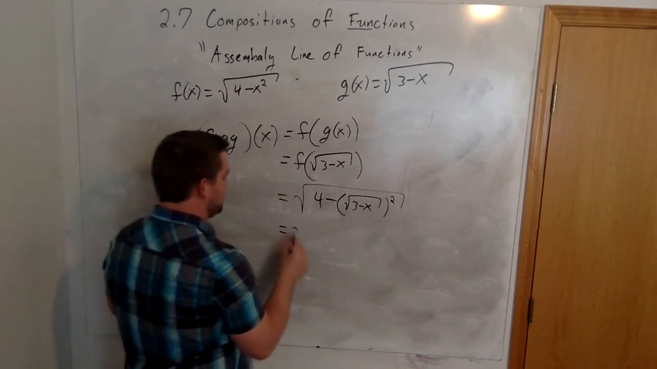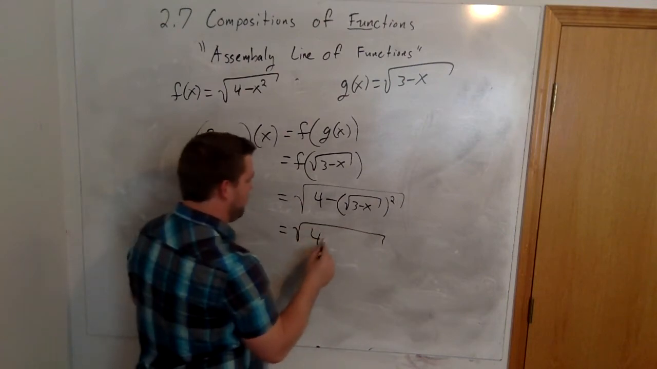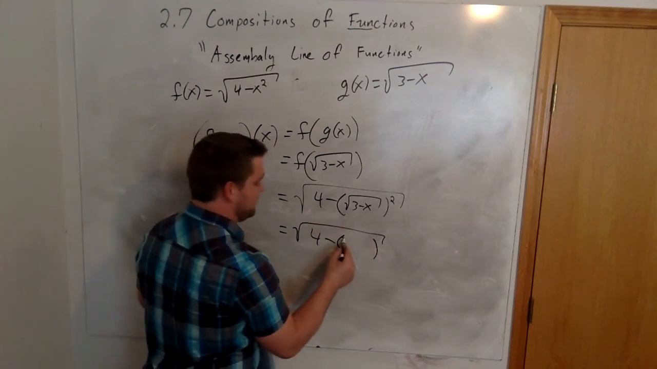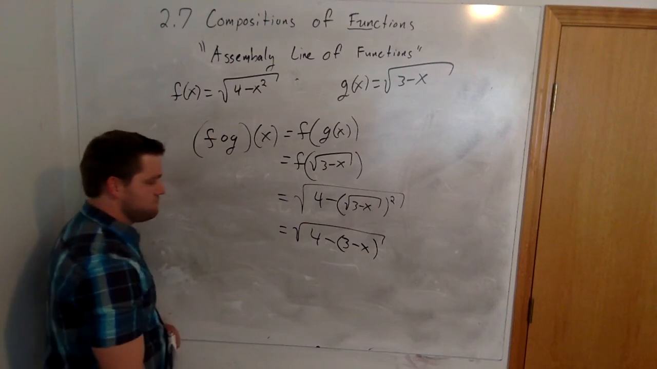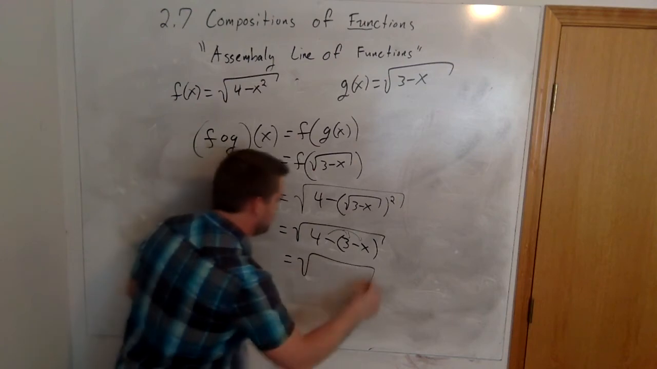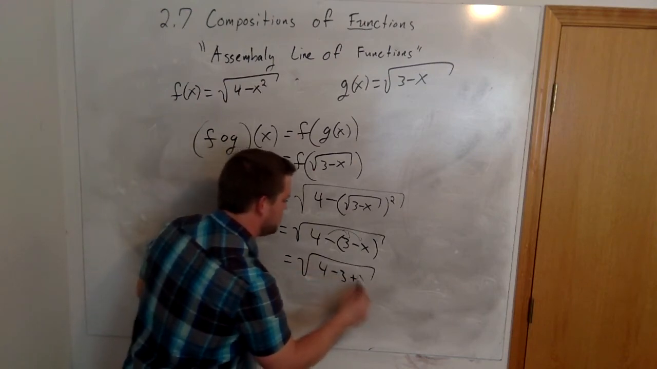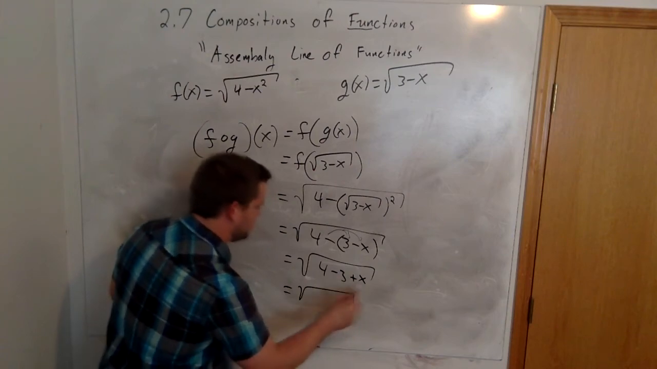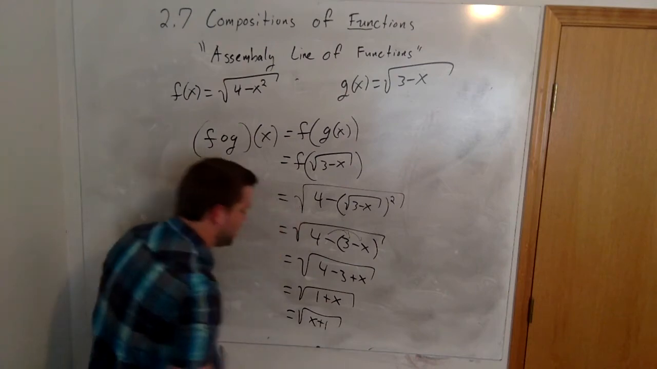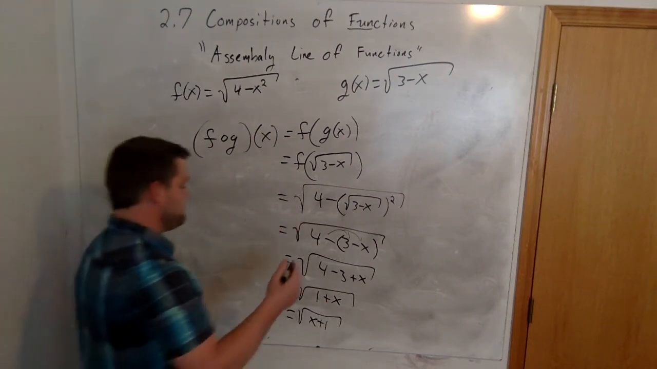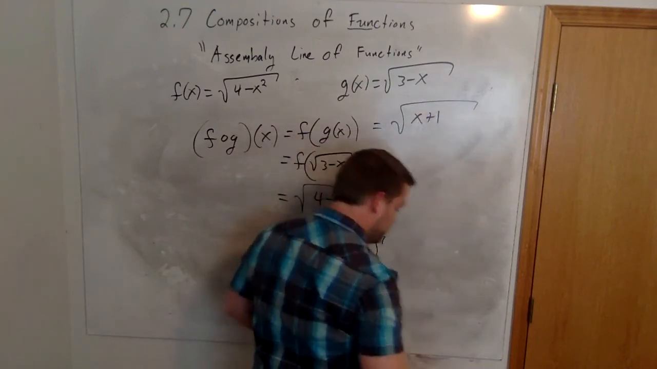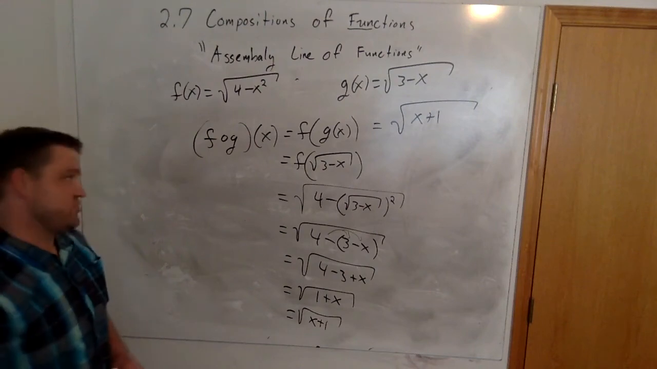Let's see what happens here. Now we're going to get the square root of 4 minus, the square kills the square root. Make sure we keep our parentheses here. We'll get a 3 minus x. This minus sign will distribute. And we're going to get the square root of what? 4 minus 3 plus x, or the square root of 1 plus x, or the square root of x plus 1. Okay, so let's write that result up here. The square root of x plus 1. So this is our f of g machine.